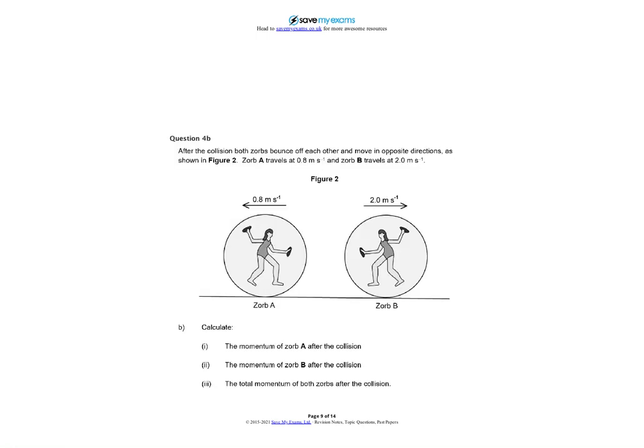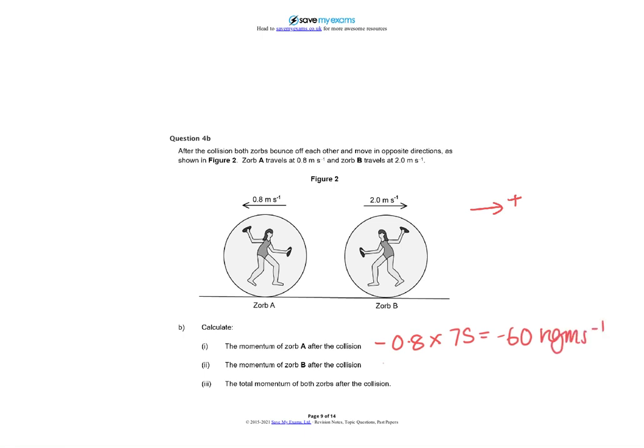Question 4b is after the collisions. They've both bounced off each other and are moving in opposite directions, and now we've got to recalculate their momentums. So we'll take our velocity here. I did say last time this is our positive direction, so we've got minus 0.8 times the mass, which hasn't changed. So that's going to be minus 60 kilogram meters per second.